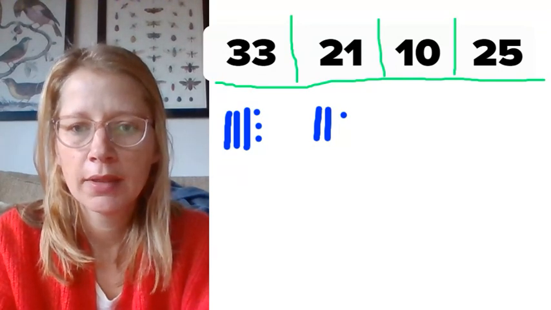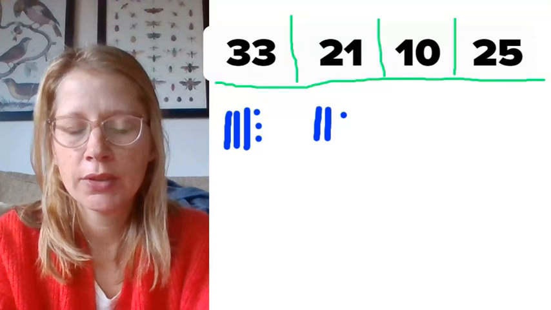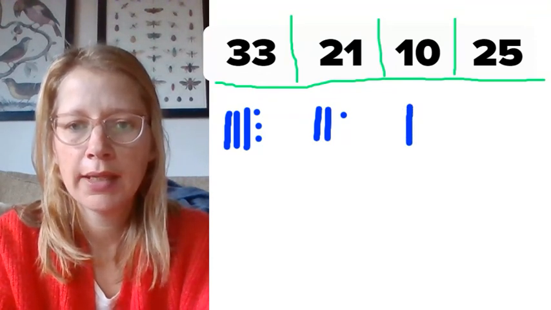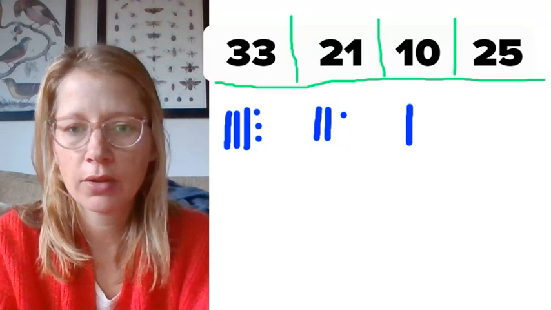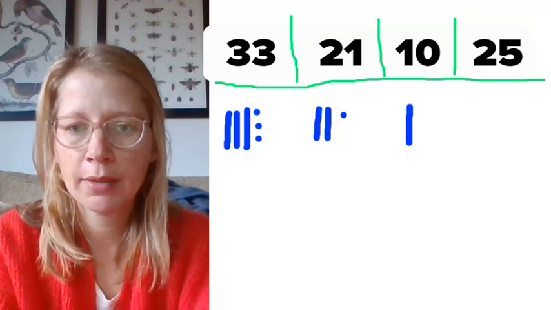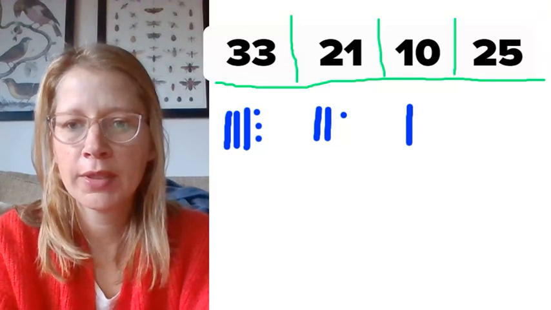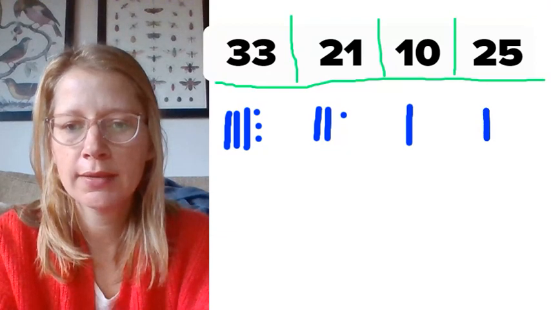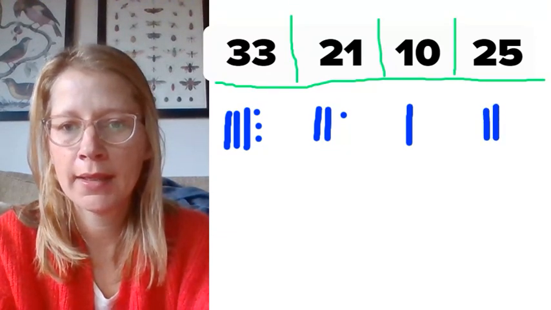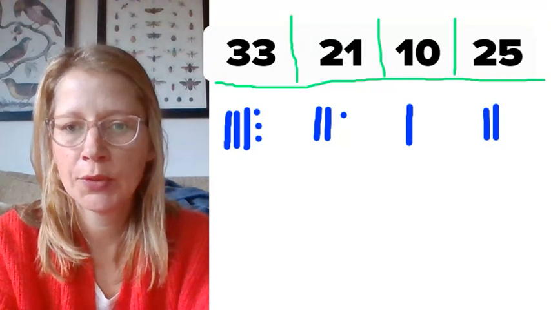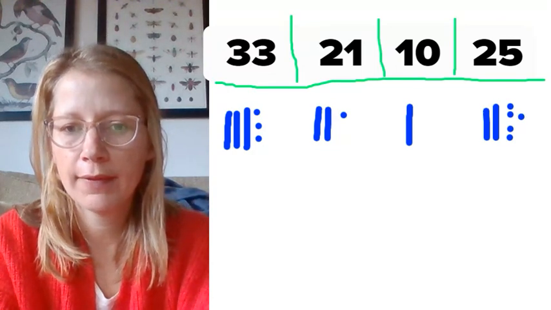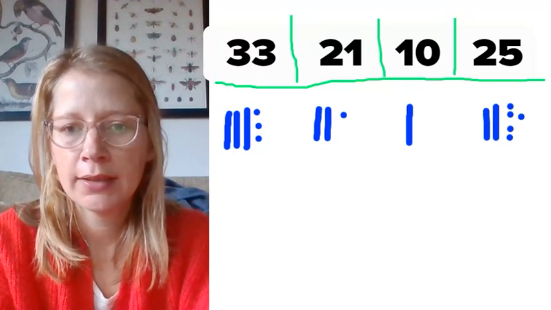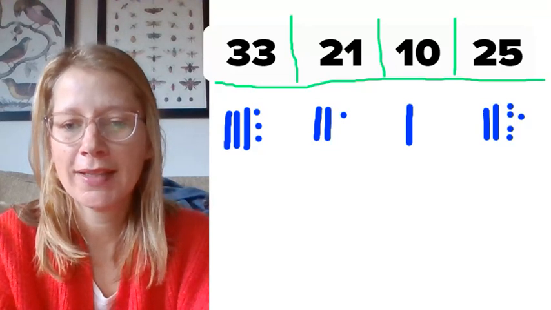Let's go to our number 10. I have a 1 in my tens place, so I'm just going to draw 1 rod. And I have a 0 in my ones place, so I don't need to draw any dots. I just have 1 rod for the number 10. In number 25, I have a 2 in my tens place, so I'm going to draw 2 rods. And I have a 5 in my ones place, so I'm going to draw 5 dots: 1, 2, 3, 4, 5. Okay, 10, 20, 21, 22, 23, 24, 25.